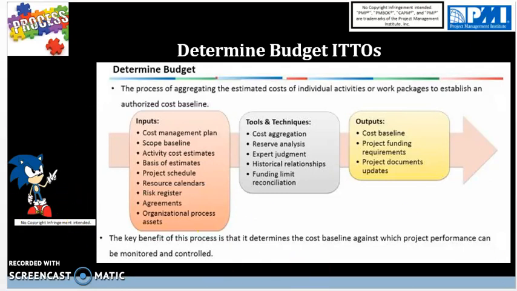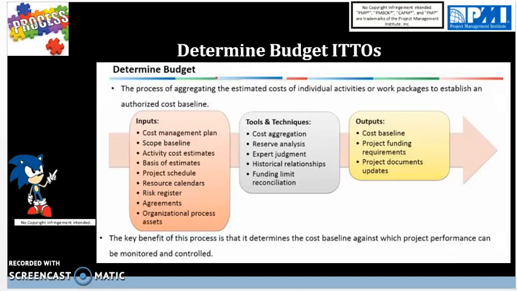For tools and techniques, we have cost aggregation, the summing up of all the lower level cost estimates associated with various work packages for a given level within the project WBS or cost control account. Reserve analysis is where we are analyzing the contingency reserves. Remember, it is money set aside for known accepted risks as part of the cost baseline. And management reserves are money set aside for unknown unknowns or unknown risks outside of the cost baseline.